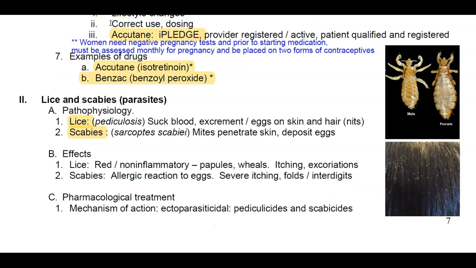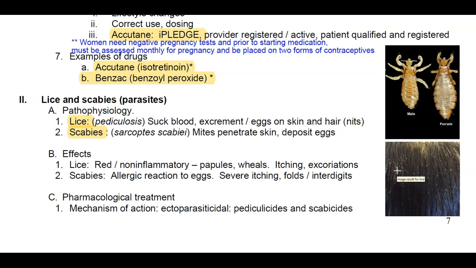All right, next topic, lice and scabies. So these are parasites basically. So as you can see, these are bugs. So this is a magnified picture of a male and female lice. And as you can see here, these are the eggs or the nits. So usually they're stuck on the hair. So pathophysiology. In a little bit, I'll show you a picture of scabies.